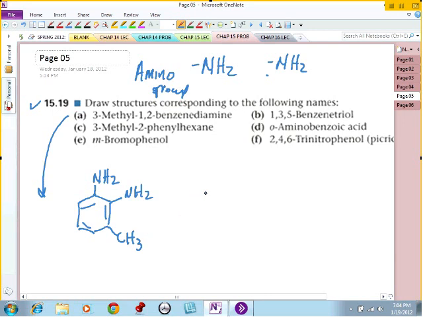Okay, somebody want to try B? Yeah, Jessica, go ahead. Okay, so benzene, three alcohols. Okay, is this an alcohol? 3-hydroxy group. It's 1,3,5 benzene triol, right? Very good. So you have 3-hydroxy groups.